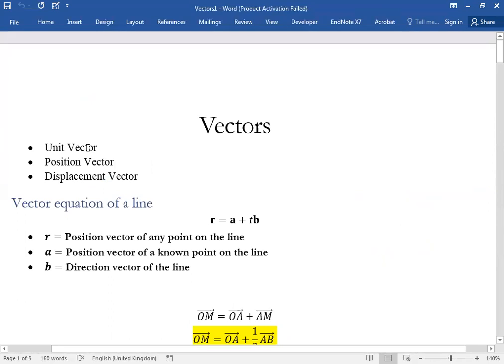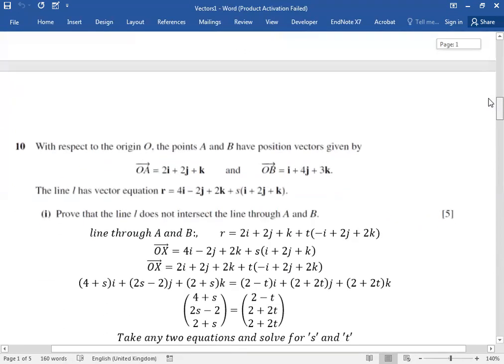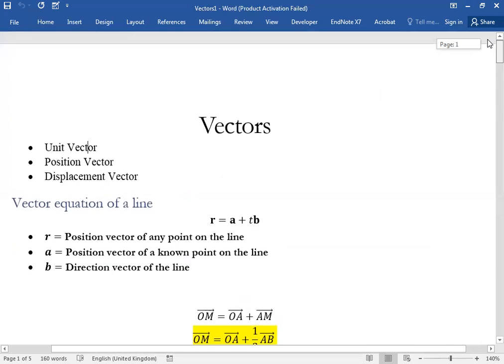What is a unit vector? Yes, class. We just discussed it. A vector that has a magnitude of 1, right? What is a position vector? The vector of any point from the origin. What is a displacement vector?